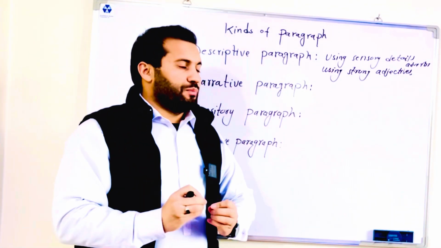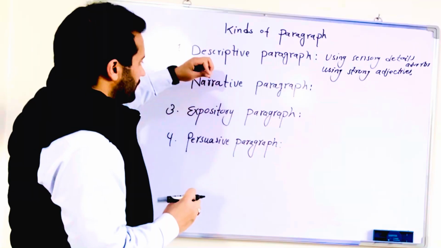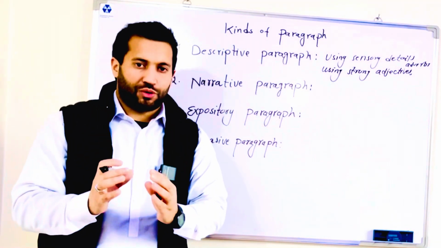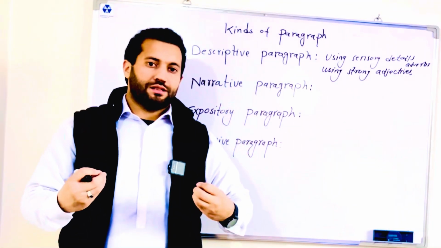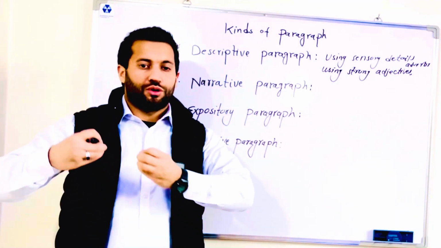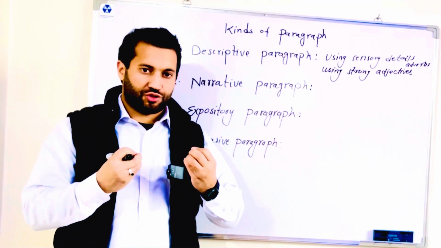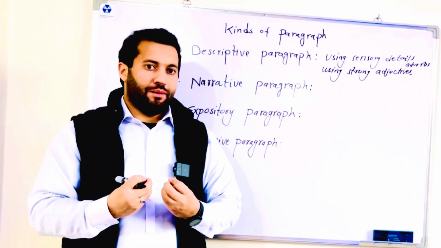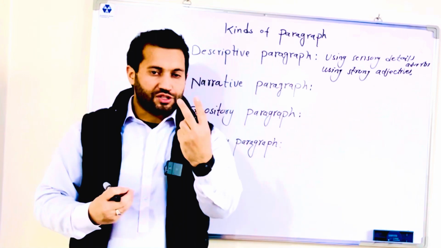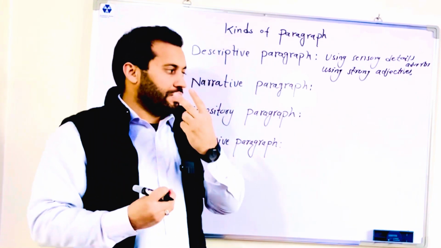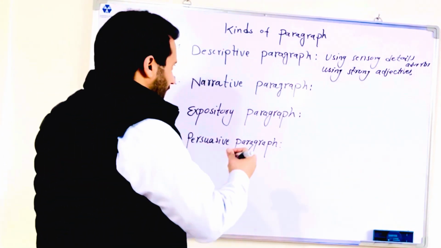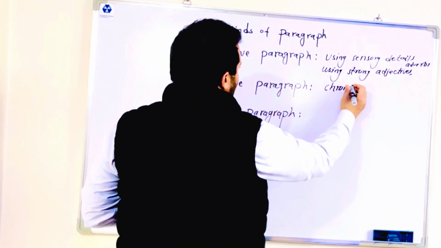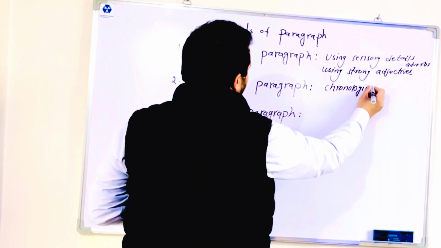The second type of paragraph is the narrative paragraph. A narrative paragraph tells a story. Either this is a fictional story or a non-fictional story. So when we want to write a narrative paragraph, we most often consider two important steps. Number one is we consider chronological order.